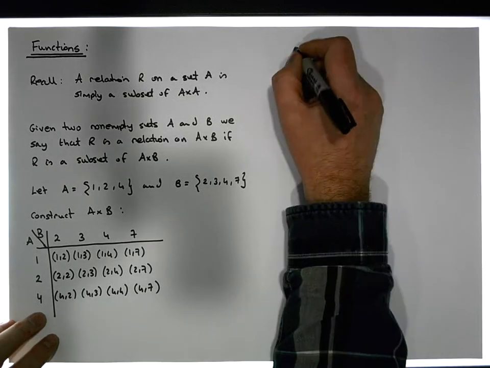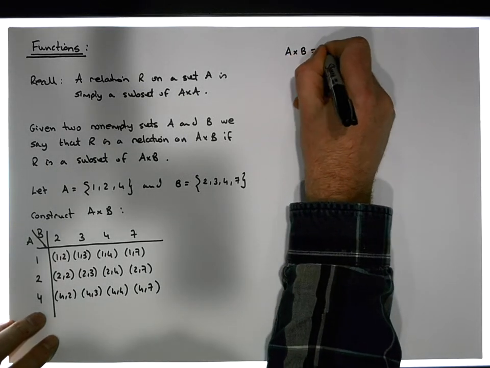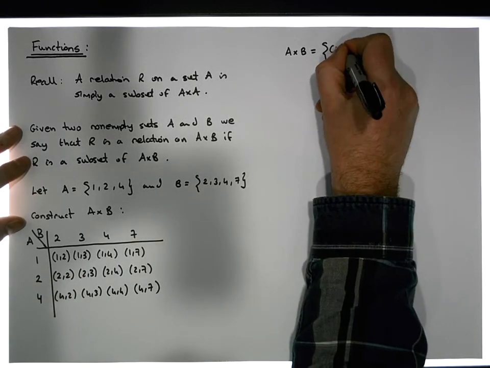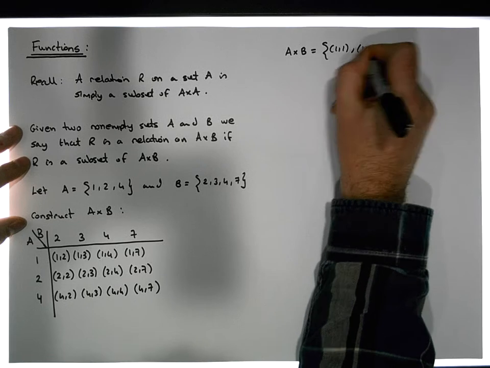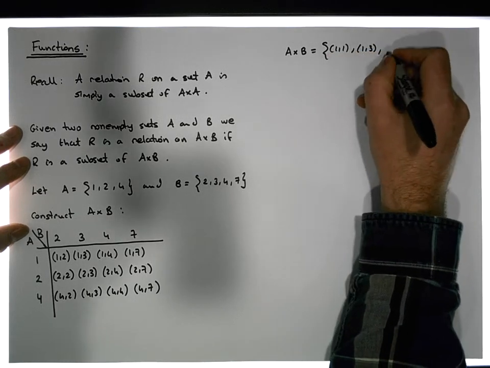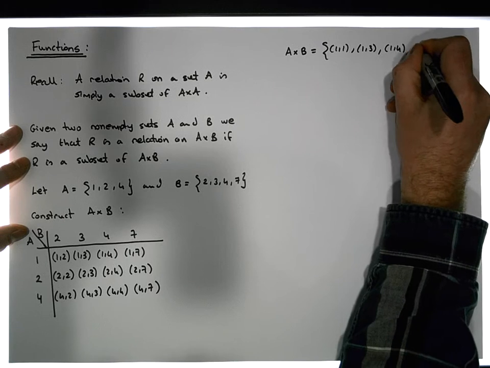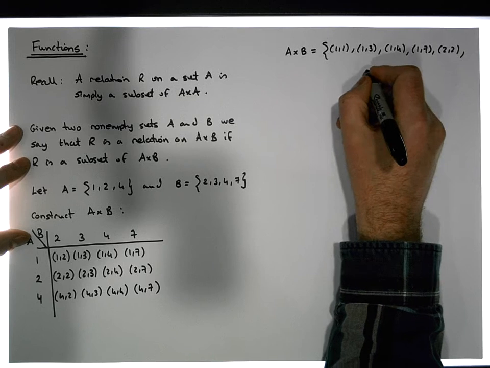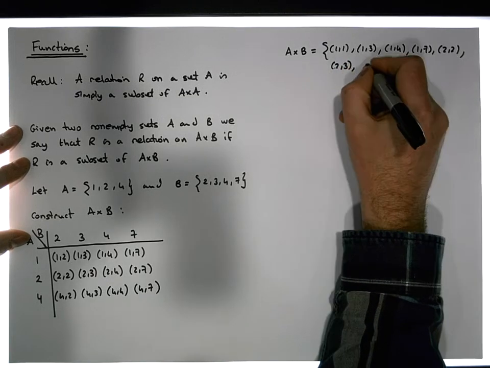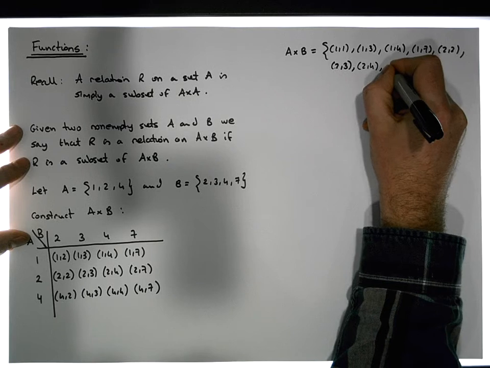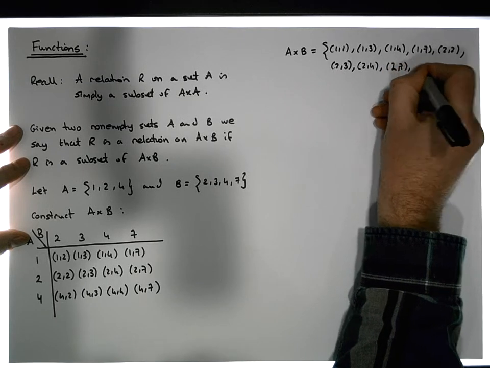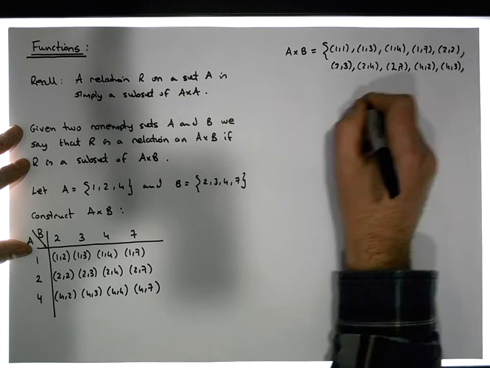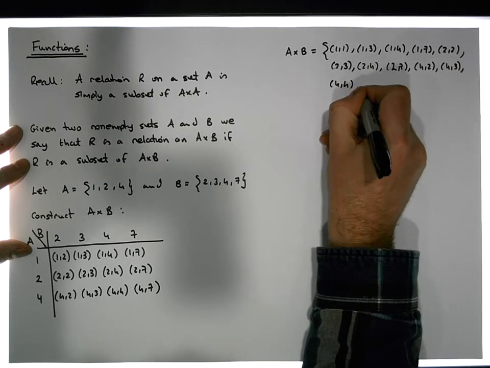So in this situation, A cross B is the set of ordered pairs that we've constructed here. It's the set that contains the ordered pair 1, 2, the ordered pair 1, 3, the ordered pair 1, 4, the ordered pair 1, 7, the ordered pair 2, 2, the ordered pair 2, 3, the ordered pair 2, 4, the ordered pair 2, 7, the ordered pair 4, 2, the ordered pair 4, 3, the ordered pair 4, 4, and the ordered pair 4, 7.